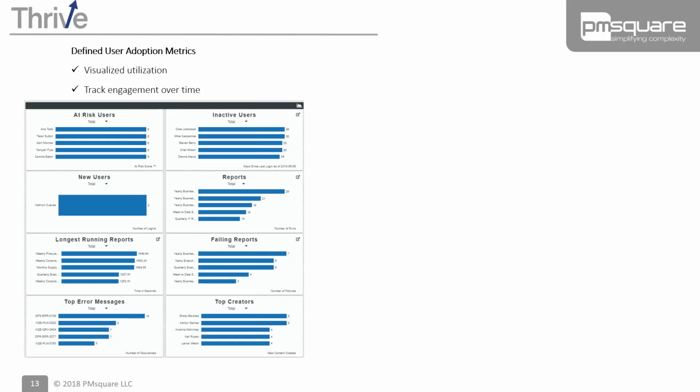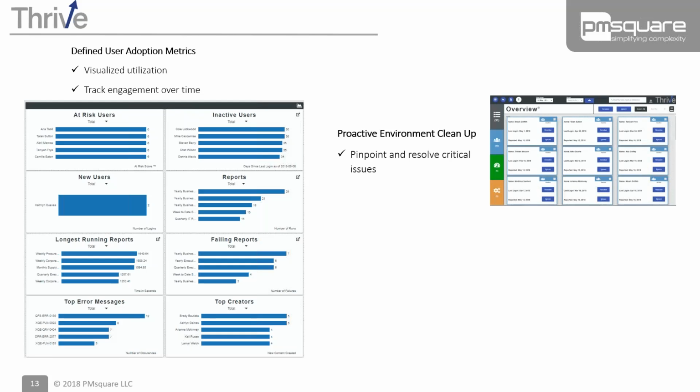What is Thrive? We'll take a look at it in depth. I'm going to do a demo, so I won't spend a ton of time on this slide, but we're going to define some user adoption metrics for you and provide those through a number of visualizations in an intuitive manner, and allow you to track those metrics over time. It also provides the ability to do proactive environment cleanup, so you can pinpoint and resolve issues in your Cognos environment as they occur, rather than waiting for your users to reach out to tell you that they're experiencing a lot of errors or have a poorly performing report.